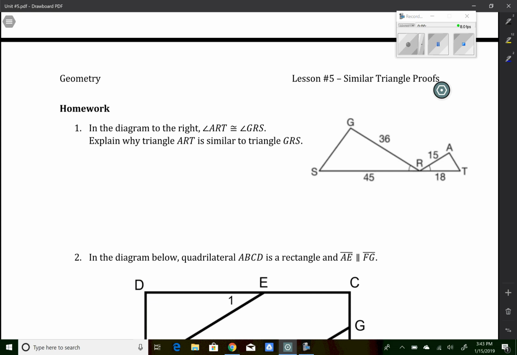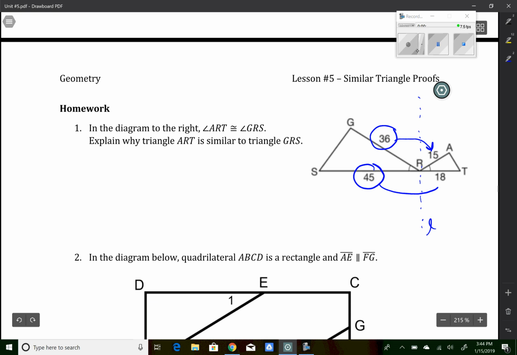So if you notice, we have a set of sides here. If I was to reflect this bigger triangle over this imaginary line that's not here, which we could call line L, and then dilate it by a scale factor less than 1, I could potentially make it so that triangle GSR is on top of triangle ATR. Now that would make it so that GR lands on top of AR and SR lands on top of RT.